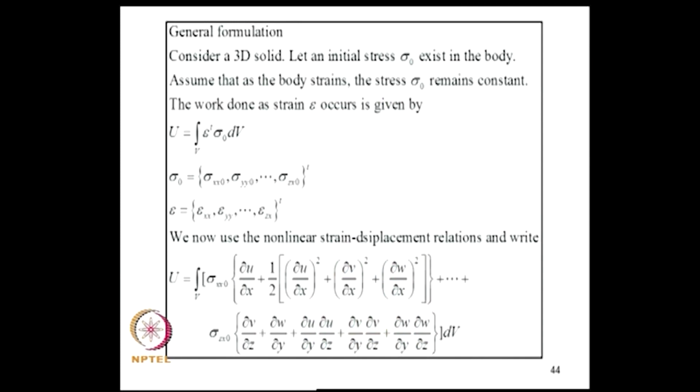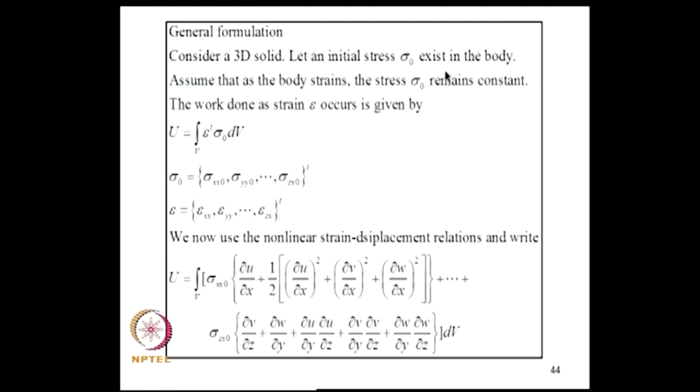Now, with this brief introduction to nonlinear strain displacement relations, we will return to the problem of a general formulation of stability in a nonlinear solid. So, let us consider a 3D solid. Let an initial stress sigma naught exist in the body. Assume that as the body strains, the stress sigma naught remains constant. The work done as strain epsilon occurs is given by epsilon transpose into sigma naught. The sigma naught is a multi-axial state of stress.